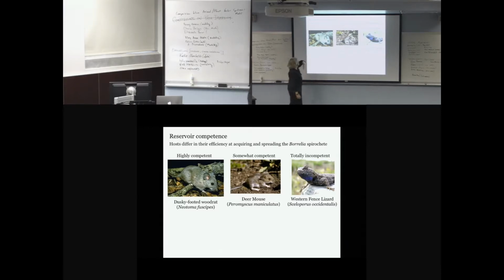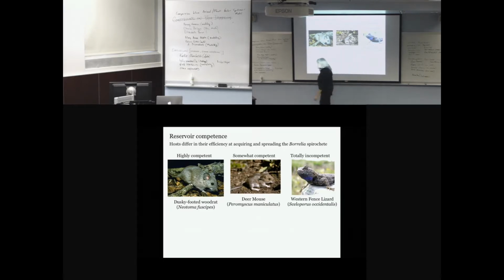So in our system in California, dusky-footed wood rats are the most competent of the hosts. They are the thing that's probably maintaining the pathogen in the system. And mice in our system end up not being that important. They don't actually feed that many ticks.